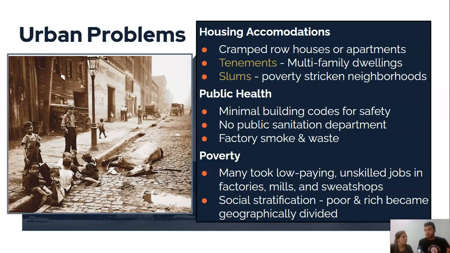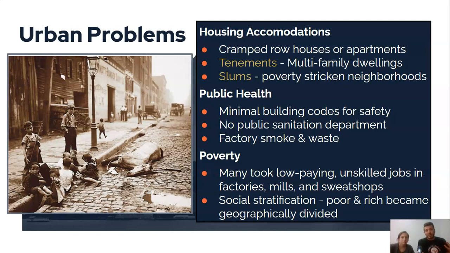People would literally just take their poop and throw it out the window sometimes. This is one of the most famous pictures from the industrialization era, and it's just these kids playing next to a dead horse. So these kinds of things are going to cause all kinds of problems. Sickness is going to spread very easily.